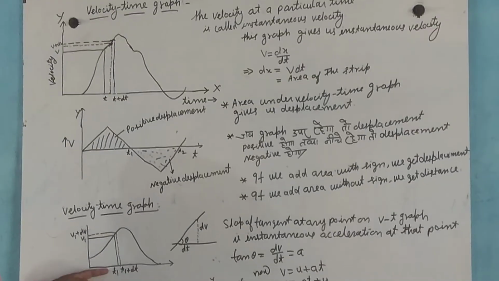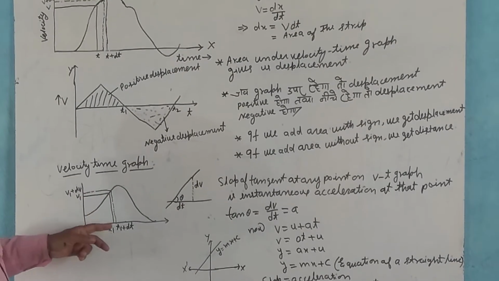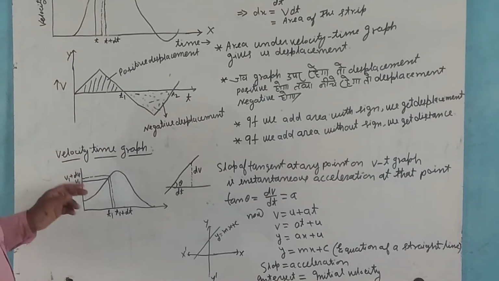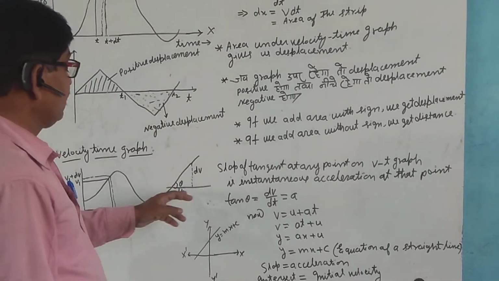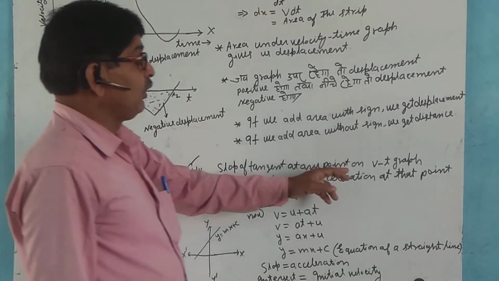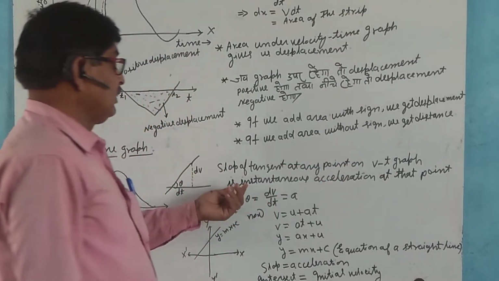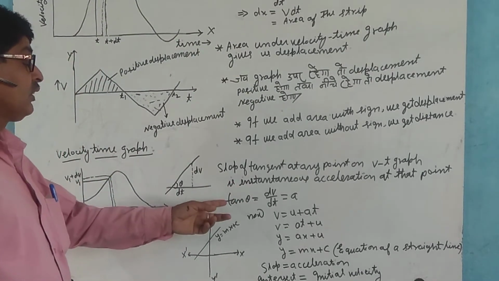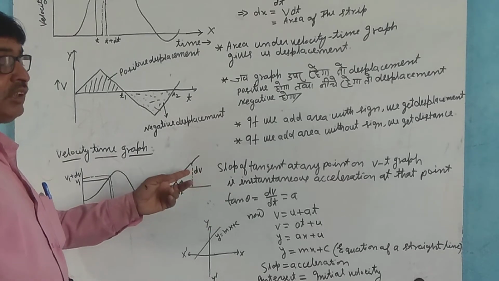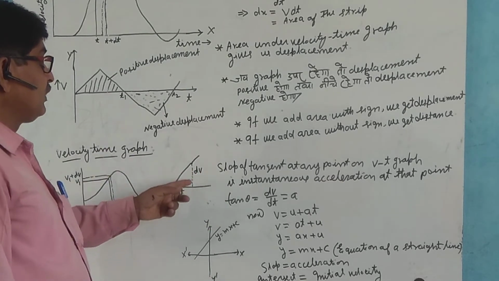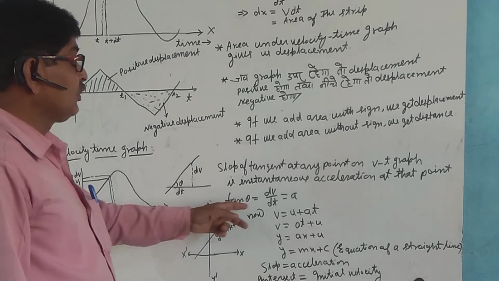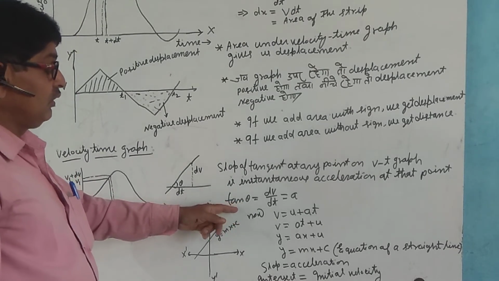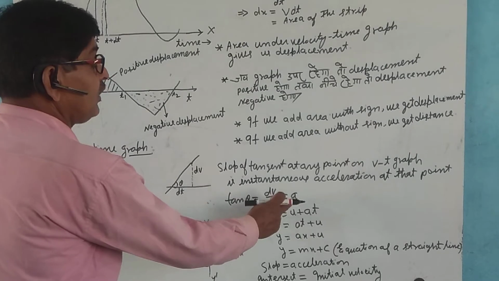Now the velocity time graph. In this case, a moving body at time t has velocity v1, and after time t plus dt its velocity will be v1 plus dv. Here the slope of the tangent at any point on the v-t graph is the instantaneous acceleration at that point. We know that tan theta is equal to perpendicular by base, that is dv by dt. Tan theta is equal to dv by dt, and this is known as instantaneous acceleration.